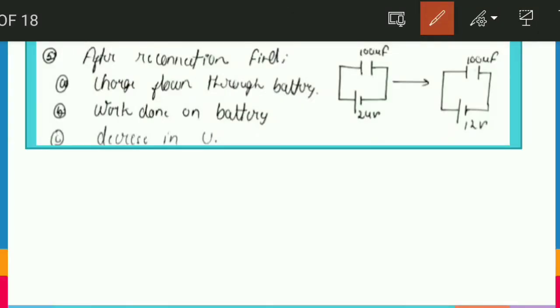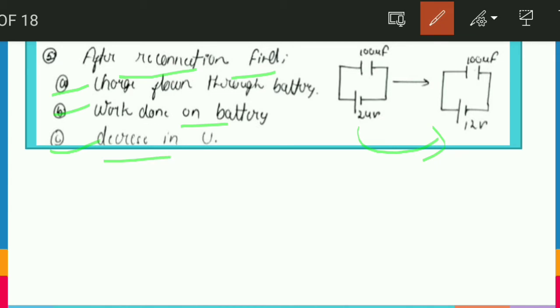So friends, let's see how we have to do this question. It says after the reconnection, we have to find A, B, and C. Actually, this is our reconnection where we have changed the 24-volt battery to the 12-volt battery. In the first part, we have to find the charge flown through the battery, the work done on the battery, and the decrease in potential energy.